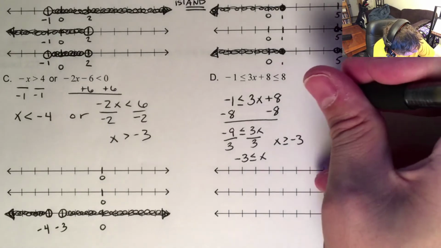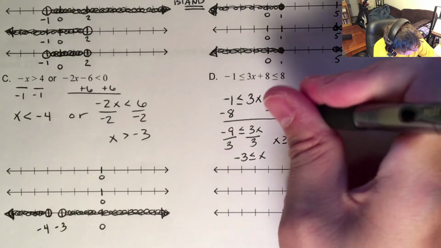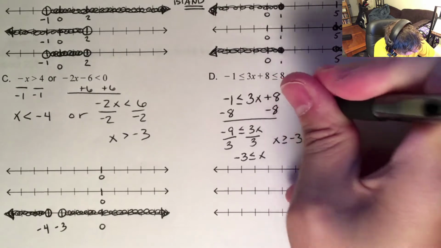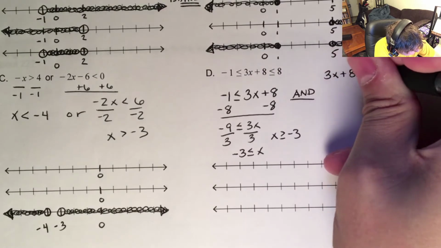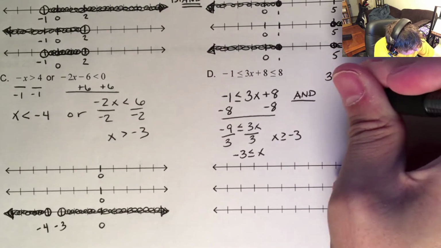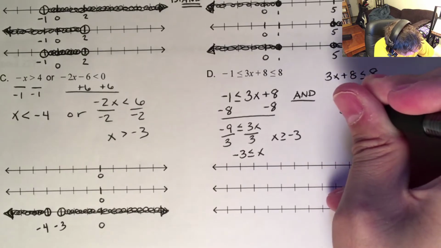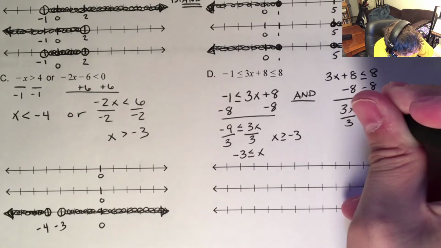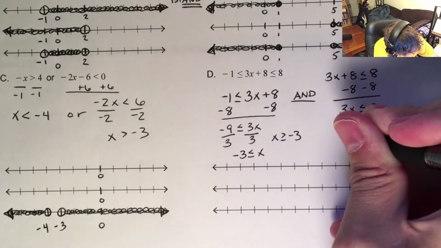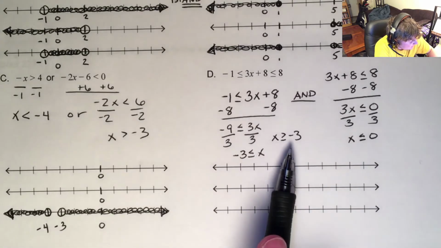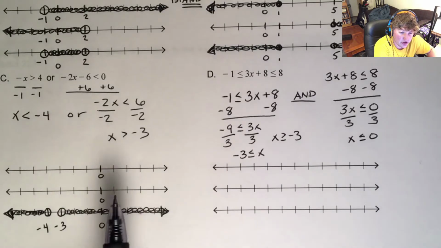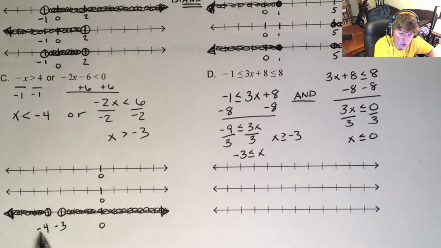Okay, the other one would be and 3x plus 8 is less than or equal to 8. So I subtract 8, so 3x is less than or equal to 0. Divide by 3. X is less than or equal to 0. Okay, so here the only values I need to see are the boundary of 0 and -3. Like the edge of the inequality.